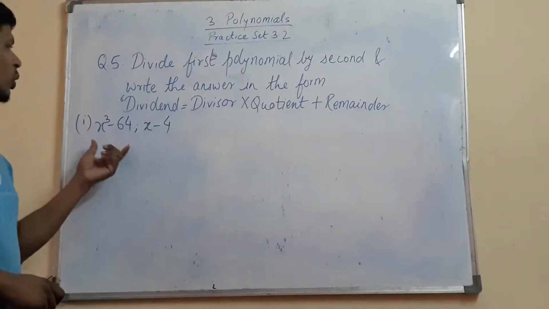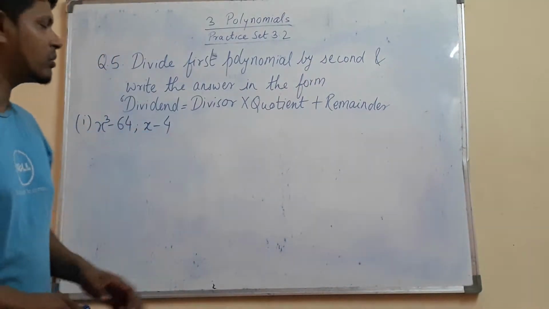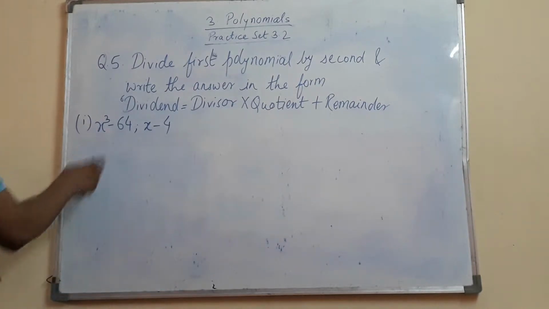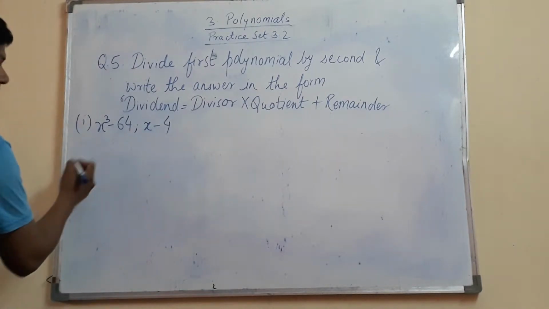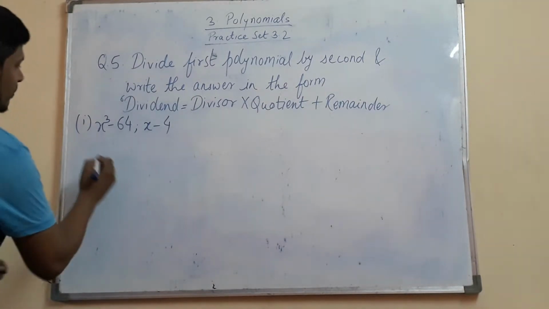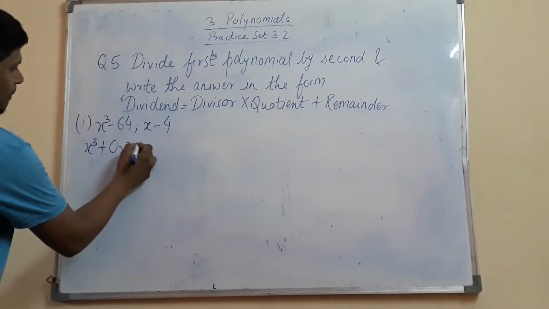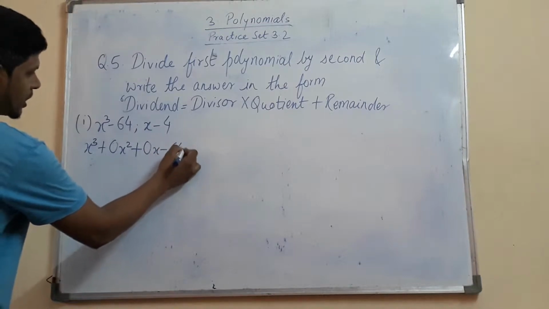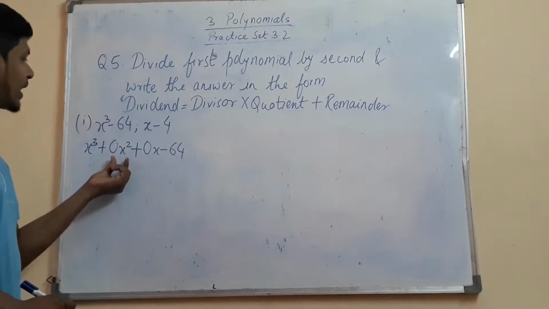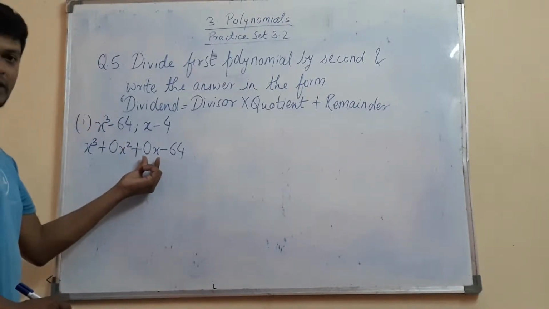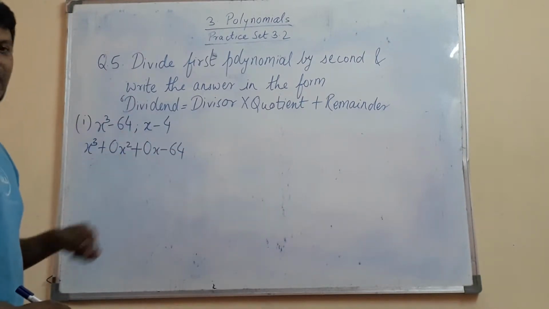First, we have to write the given polynomial in the index form, because there may be some terms which are missing. As you can see, the x square term and the x raised to 1 term are absent. So we write x cube plus 0 x square plus 0x minus 64. Whenever there is a missing term, we bring those terms in by adding the coefficient as 0.